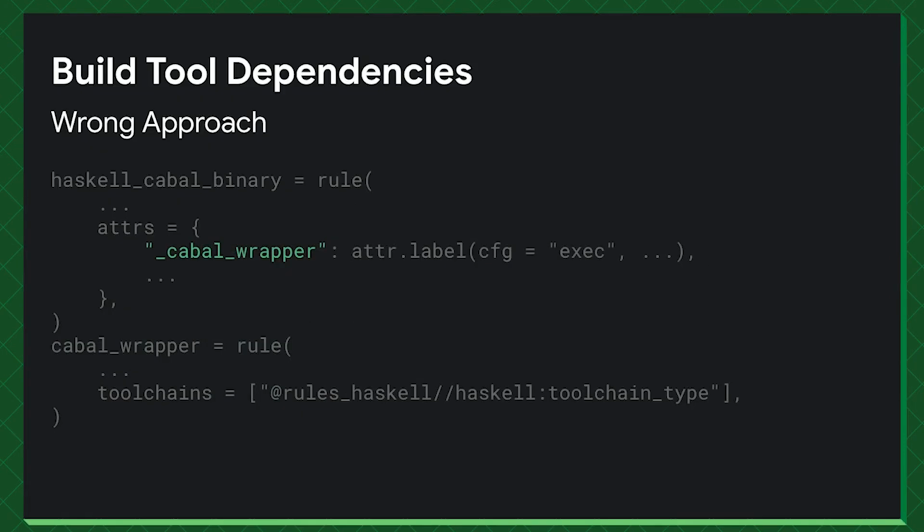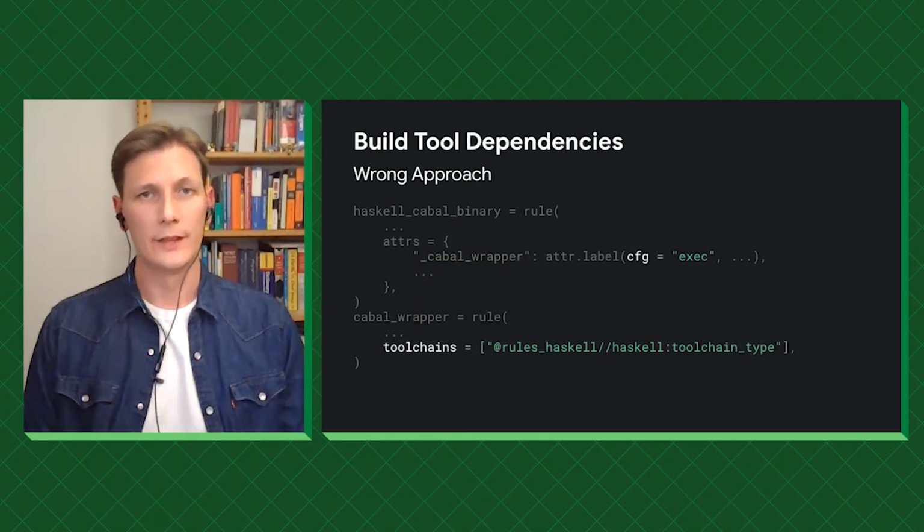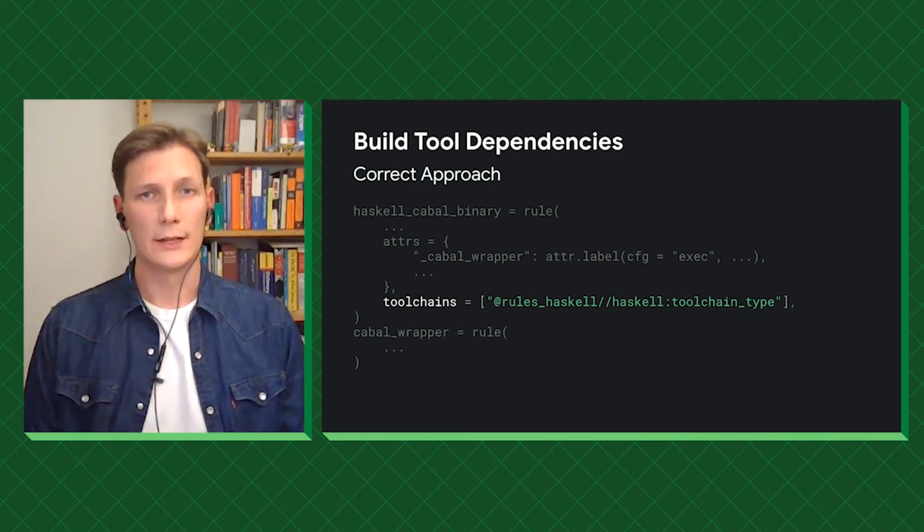The same kind of issue lurks with build tool dependencies. For example, the rule to build a third-party Haskell Cabal package depends on the Cabal wrapper, a wrapper script for the Haskell package manager, Cabal, which we use to build the Cabal package. Since it is a build tool, we declare that we need it in the execute configuration. But if the Cabal wrapper itself depends on the Haskell toolchain, then we will obtain a Haskell toolchain that targets the execute platform x86 instead of the target platform ARM, meaning cross-compilation would not work correctly with this setup. The solution is again to let the Haskell Cabal binary rule depend on the toolchain.